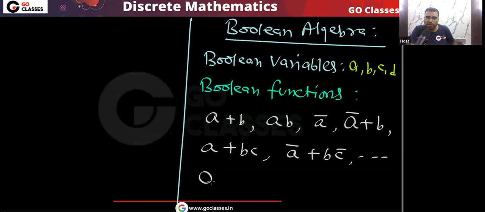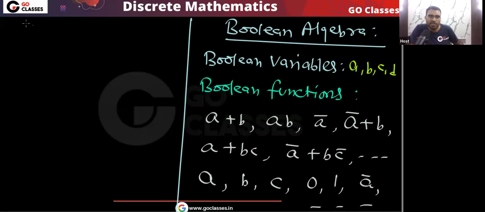And remember, A itself is a Boolean function, B itself is a Boolean function, C itself is a Boolean function, 0 is a Boolean function, 1 is a Boolean function. I can say A bar is a Boolean function, B bar is a Boolean function, and so on. You are getting the idea. The same thing we have in propositional logic.